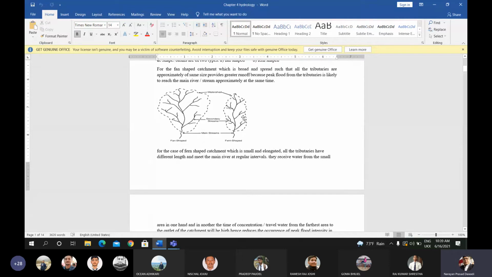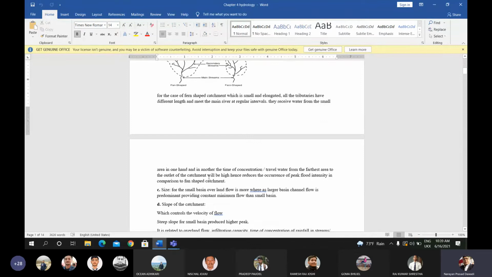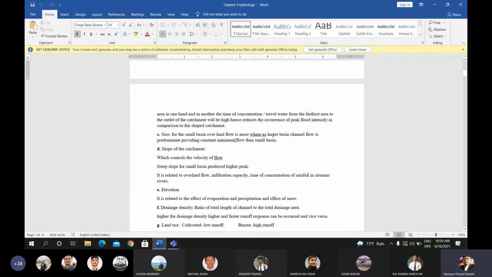For the case of the fern-shaped basin catchment, which is small and elongated, all the tributaries have different lengths and meet the main river at regular intervals. They receive water from a small area on one hand, and on the other hand the time of concentration, the travel time of water from the farthest area to the outlet of the catchment, will be high, hence reducing the occurrence of peak flood intensity in comparison to the fan-shaped catchment. Now the size of the basin. For a small basin, overland flow is more predominant, whereas in a large basin channel flow is predominant, providing a more constant minimum flow than a small basin.